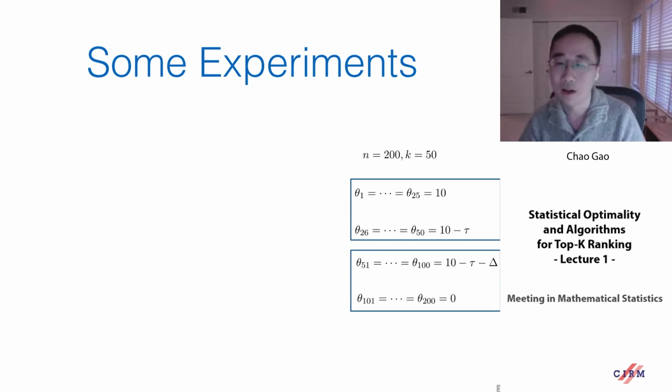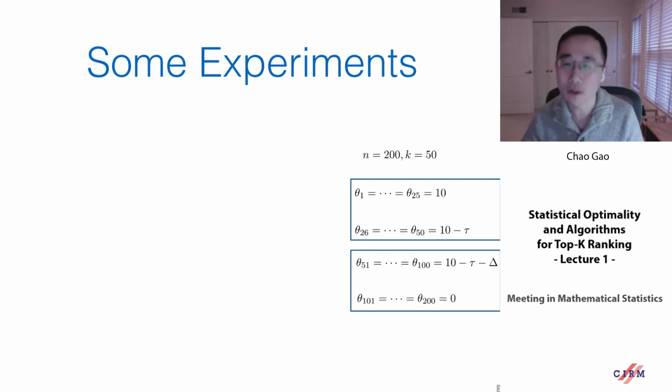So in the top 50 group, we further divide the top 50 group into 2 subgroups. From player 1 to 25, they have scores 10. And then from 26 to 50, they have scores 10 minus tau. And from 51 to 100, it has scores 10 minus tau minus delta. So in this case, the gap between the 2 groups is delta. Delta is still the separation parameter. And the last group, 101 to 200, all have scores 0.